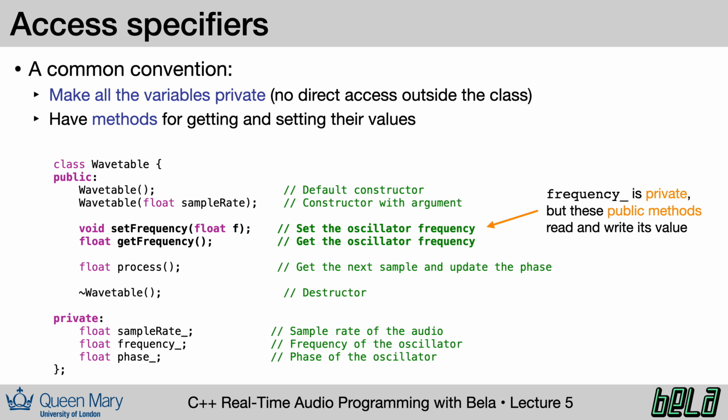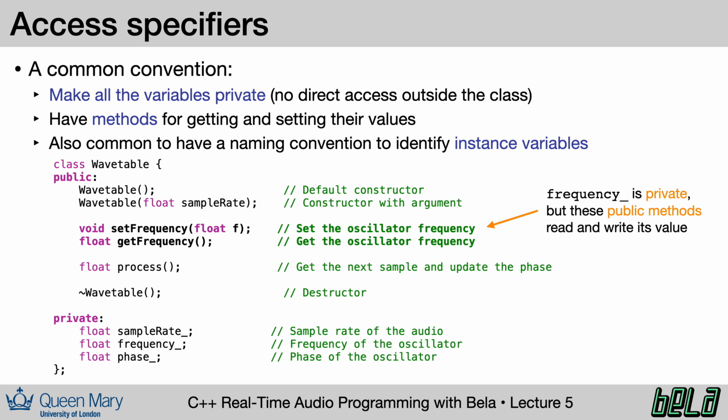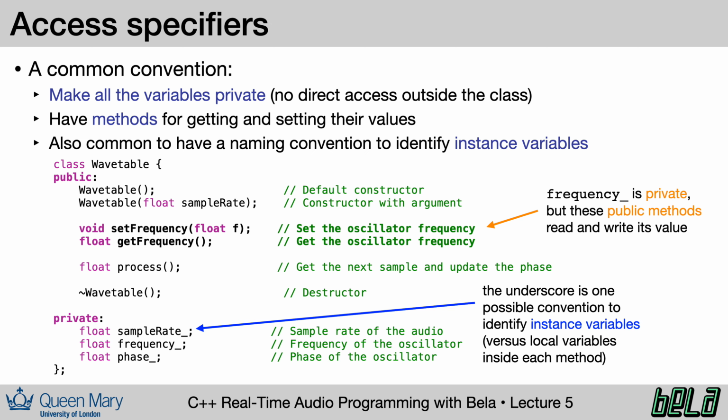We will also commonly see naming conventions for your instance variables, which are those declared inside the class itself rather than within a method. In this particular naming convention, I've added an underscore to the end of each of the variables that are declared within the class, so that when I'm working within a particular method, I can easily identify which variables were declared in that method versus in the class itself.